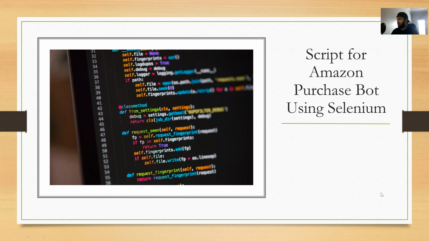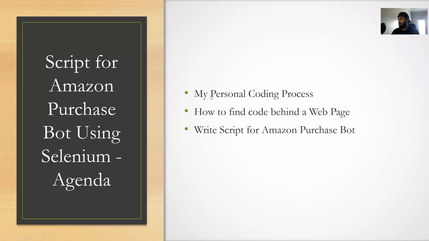A quick agenda for this section. I'm going to go over my personal coding process, how I code. Then we're going to see how to find the HTML code behind a web page in Google Chrome. And lastly, we're going to write a script that's going to be an Amazon purchase bot that's going to purchase a mouse pad, write in a new address, and write a gift message and whatnot. So that's what we'll be doing in this section.